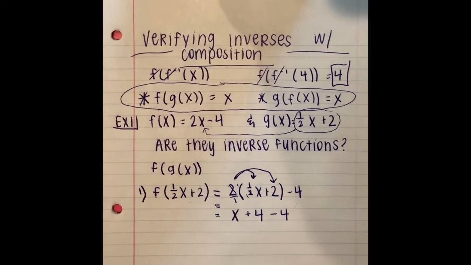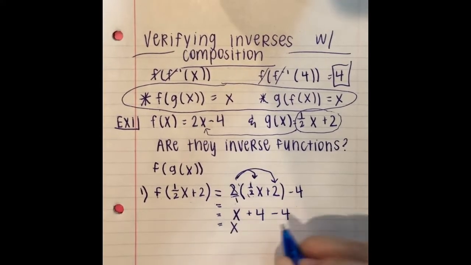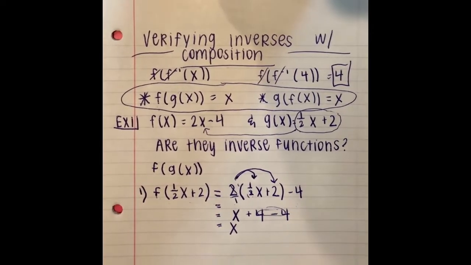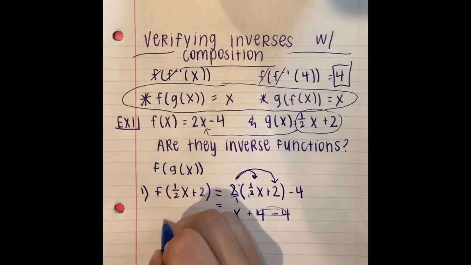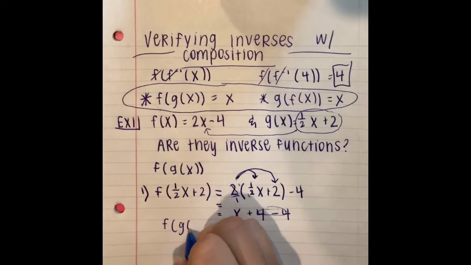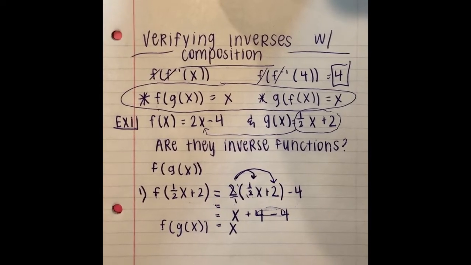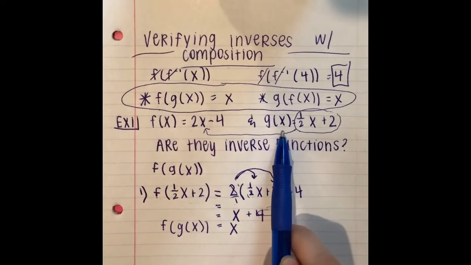We're still simplifying. We have like terms right here. So we have our x, and then 4 minus 4 is 0, right? They cancel each other out. So we're left with just x. So we got that f of g of x equaled x, which means our f function and our g function are inverses of each other.